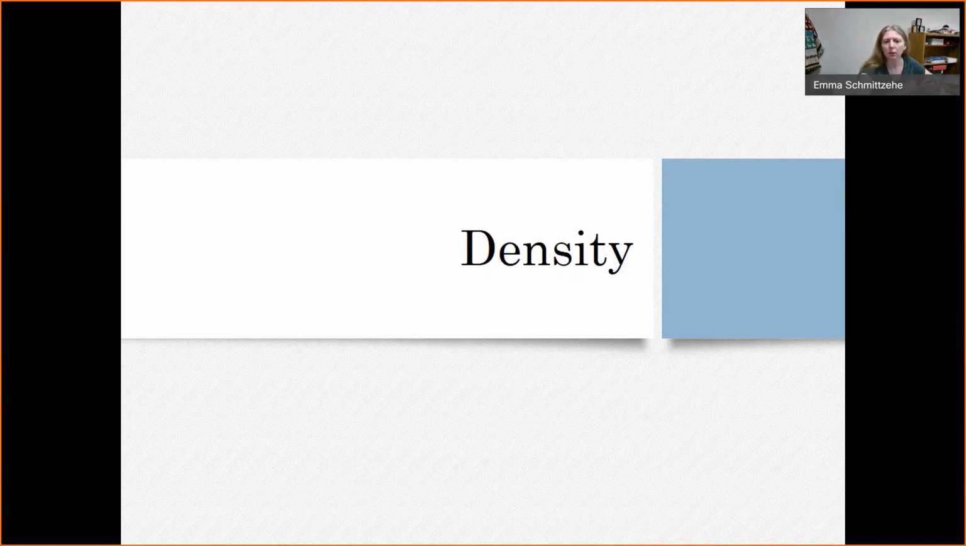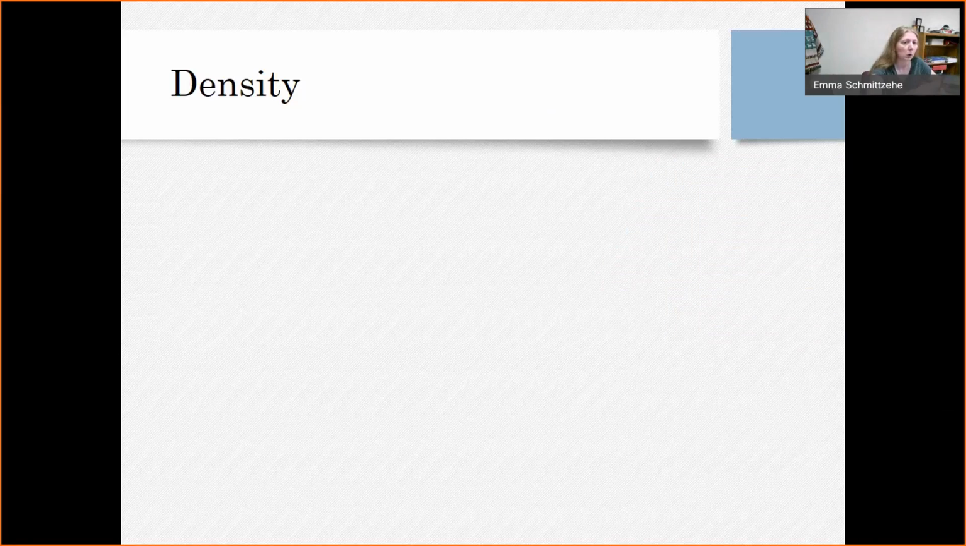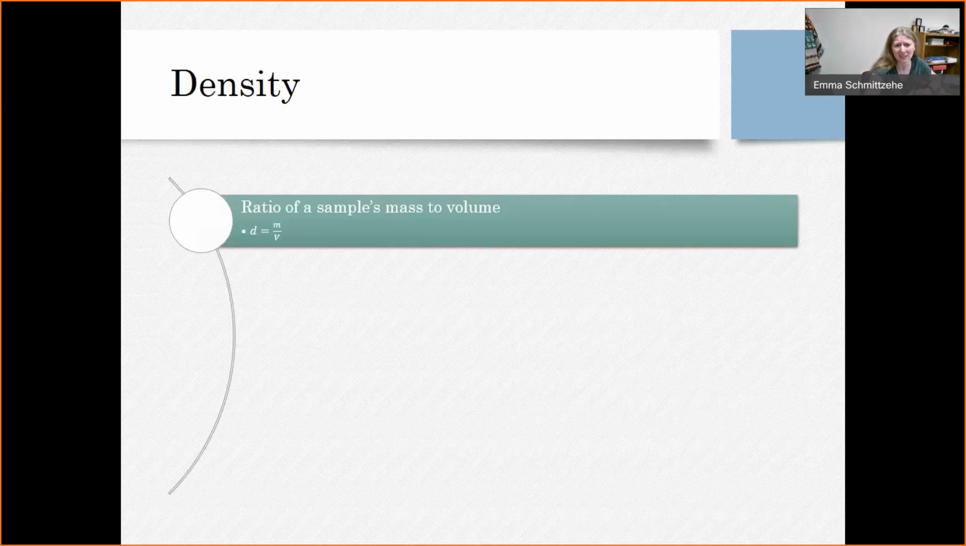Okay, let's talk a little bit about density. Density is a physical property that's pretty commonly measured or utilized to understand information about samples. So it's important that you know how to quantify density, how to utilize it for quantifying other things. So you need to know what density is. It's just a ratio of a sample's mass to its volume, okay?